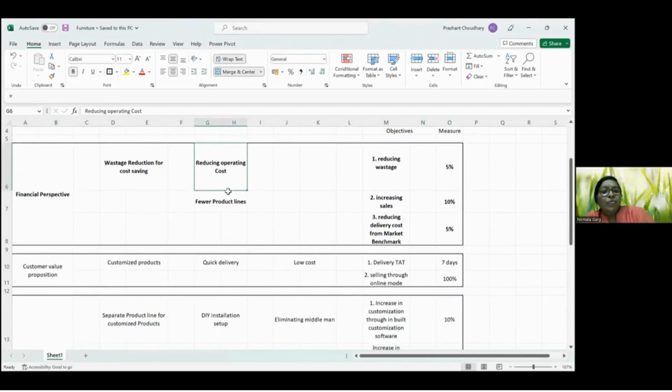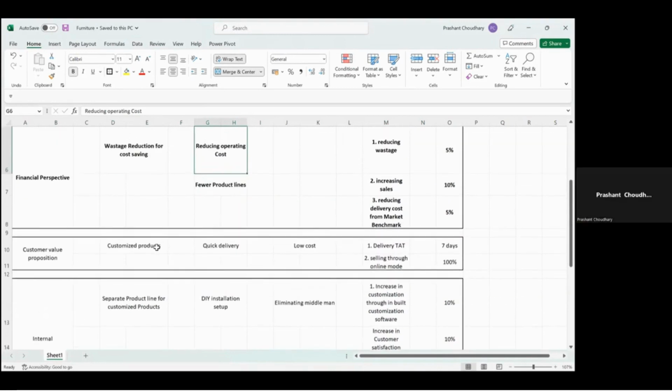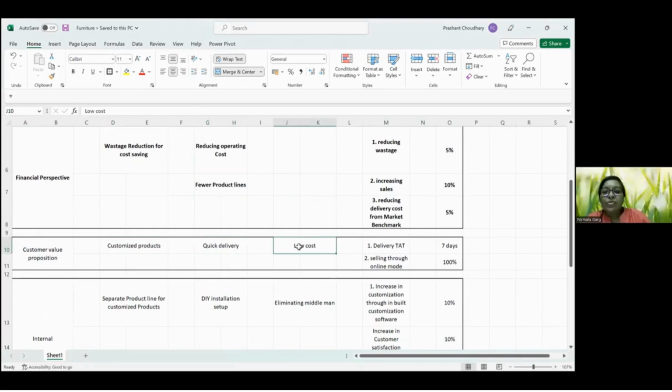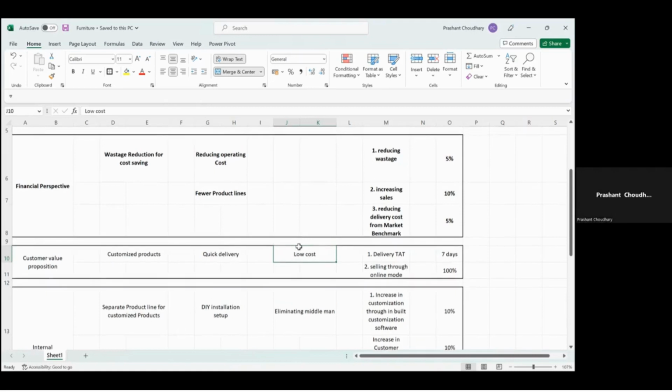So furniture company. We are starting with the customer value proposition. Which discipline are you focusing on now? Ma'am, we are focusing on 3 aspects. One is the customization of the products. Second is quick delivery timelines, and third is low cost. So you are actually taking 2 value disciplines: customer intimacy and operational excellence, right? Yes, ma'am.